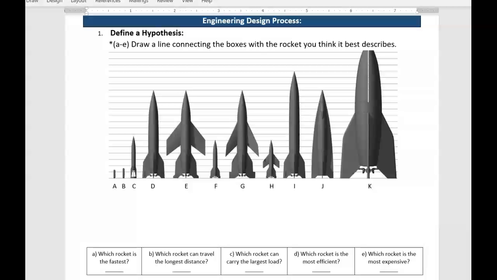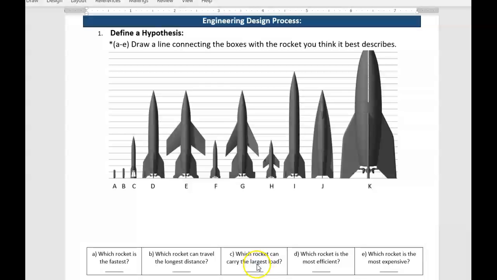So if I'm looking, each of these have different styles, they have different sizes, they have different shapes. So which one, just out of your own hypothesis and the things that you've tested so far or that you've witnessed through observations, which rocket would you think is the fastest? So make your best guess. You can write the letter here. You can draw a line to the ones that you think it is. Part B, which rocket can travel the longest distance? So which one do you think would be the best at traveling long distances?